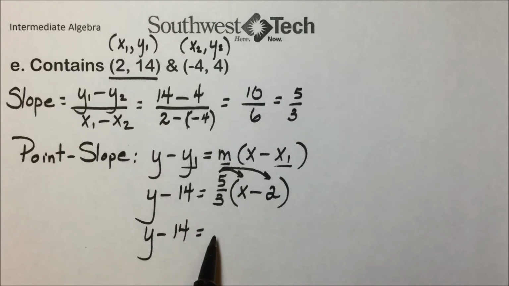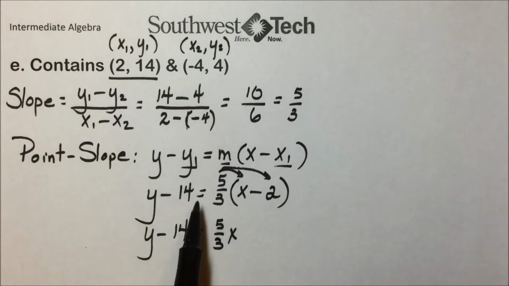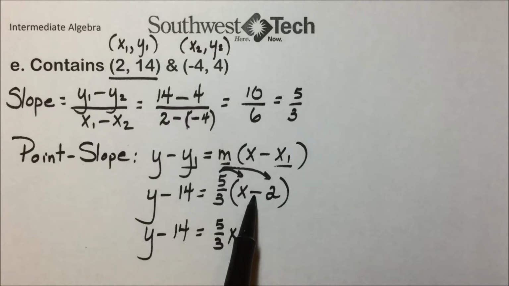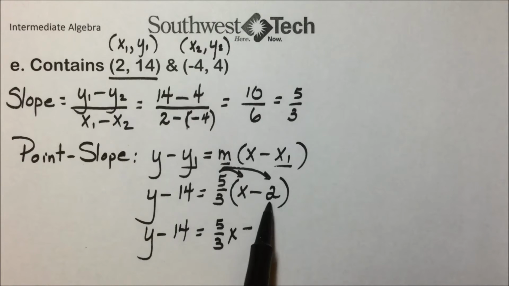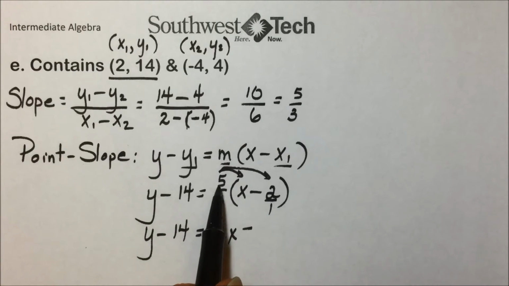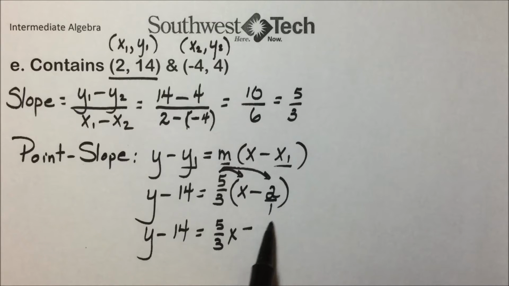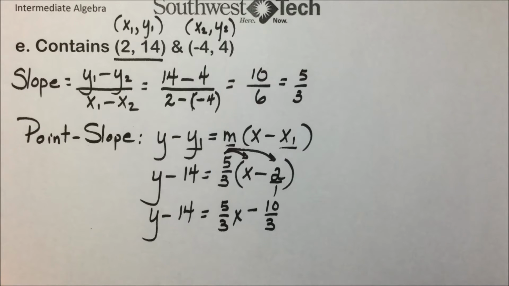We have 5/3 times x is 5/3 x. 5/3 times a negative 2 would be a negative. The 2 has a denominator 1, so we would have 5 times 2, which would be 10/3. We're now adding a 14 to get y by itself, and we need a common denominator with adding these fractions together.